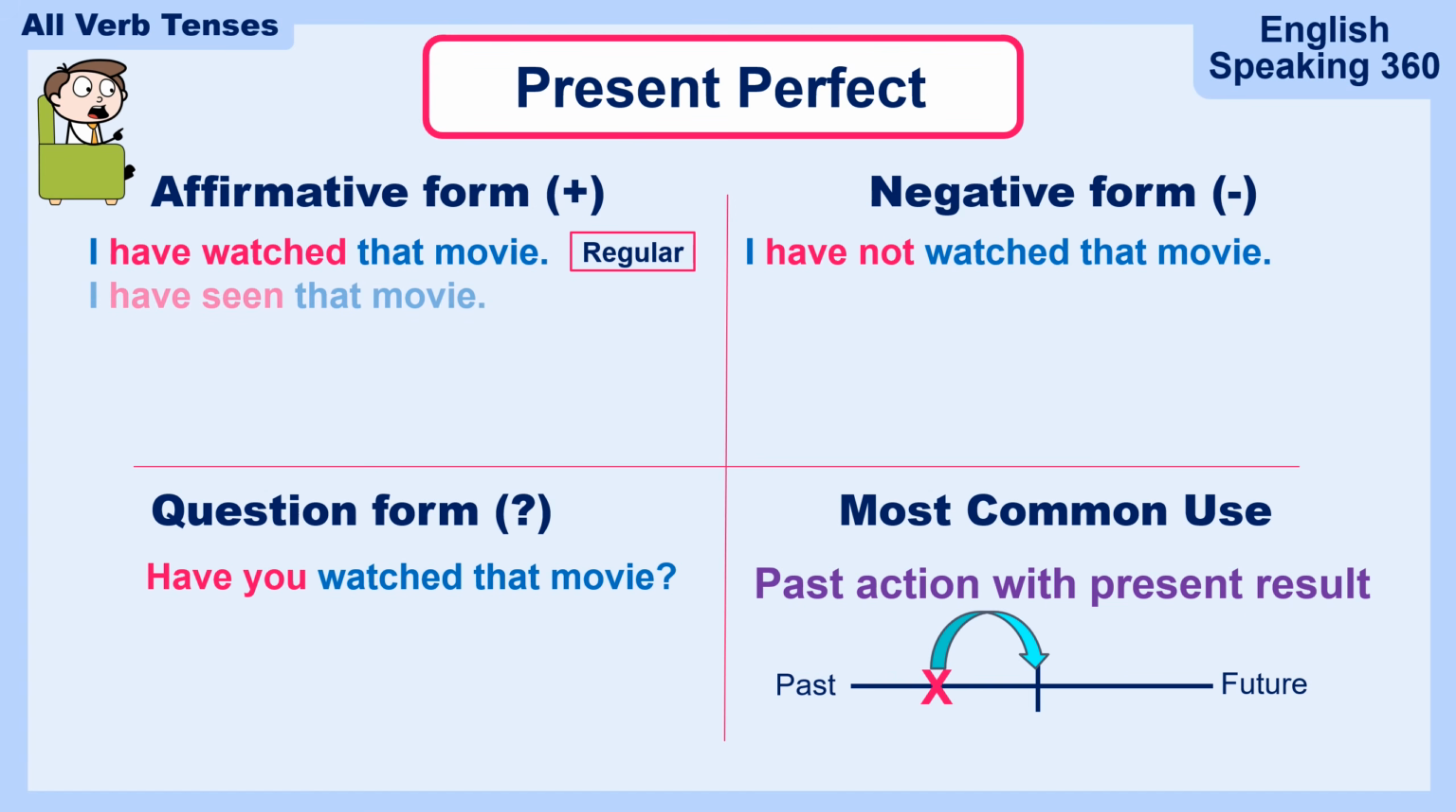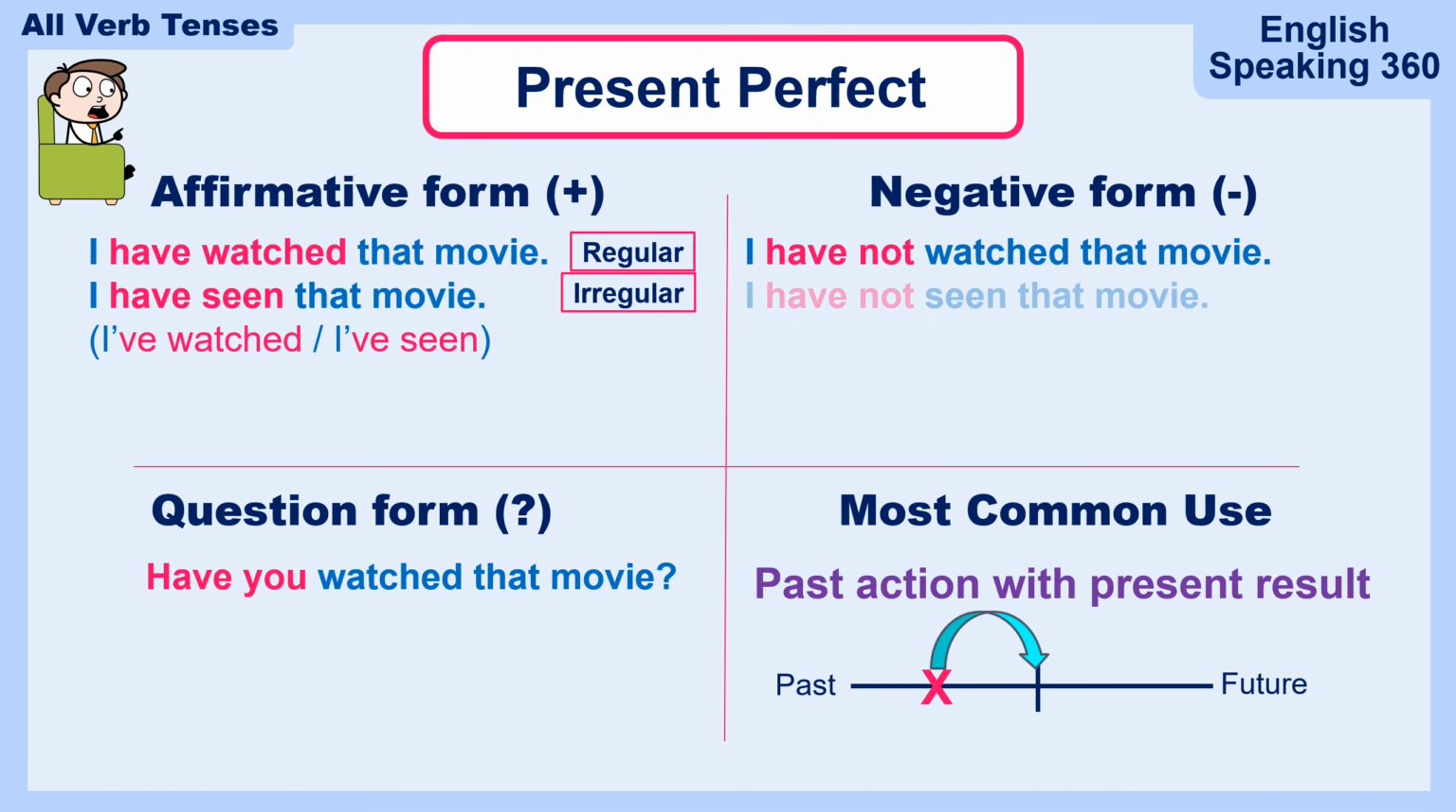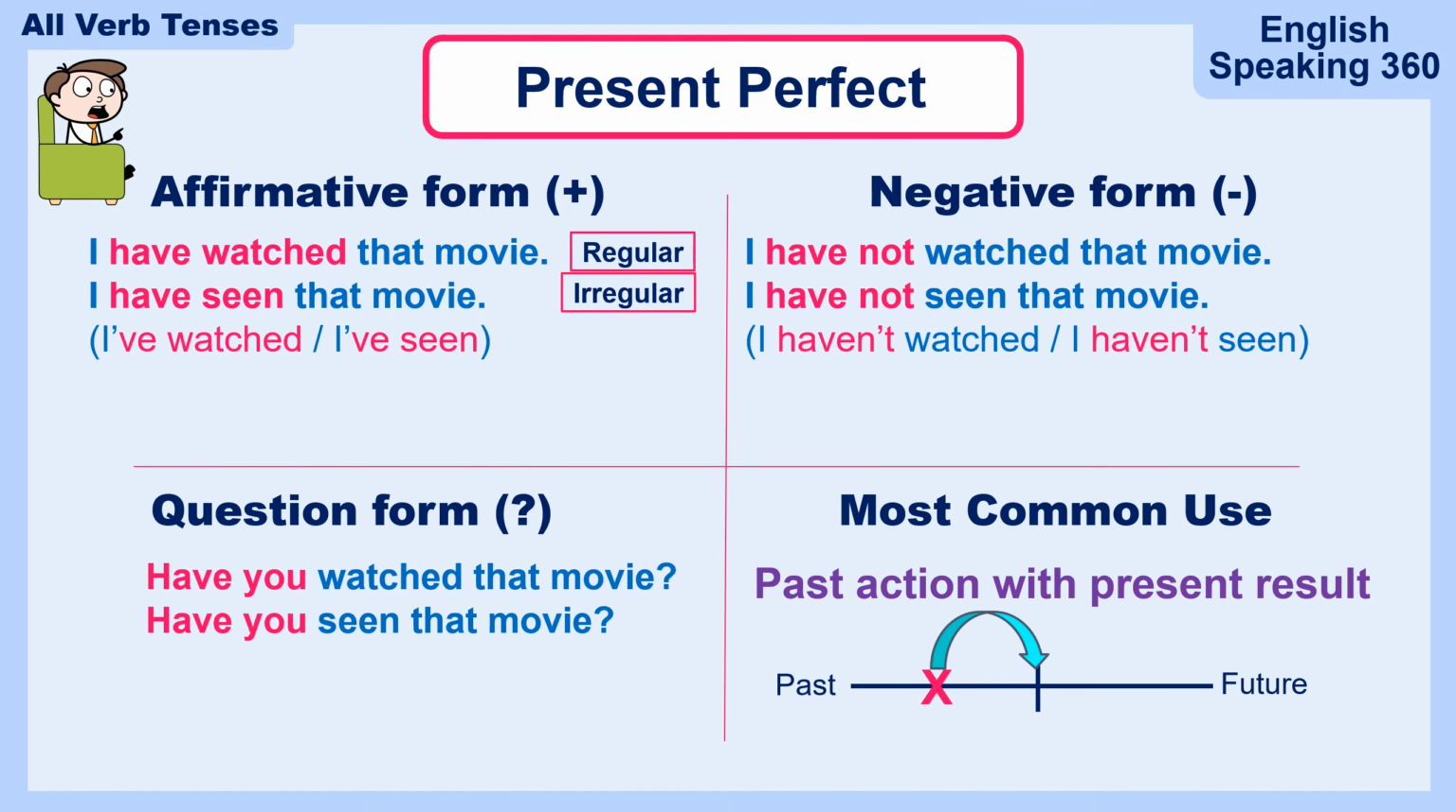Here's another example. I have seen that movie. Seen. See, saw, seen. That is the past participle, the third one. I have seen that movie for irregular verbs. You could also have the contractions. You could say, I've watched that movie, or I've seen that movie. Negative form, I have not seen that movie. If you want to use the contractions here too, you can. I haven't watched that movie, or I haven't seen that movie. Question form, have you seen that movie?